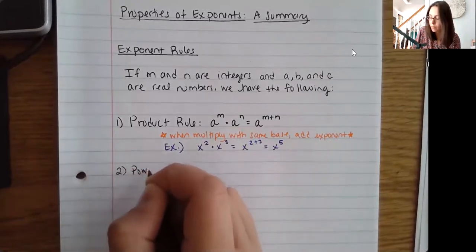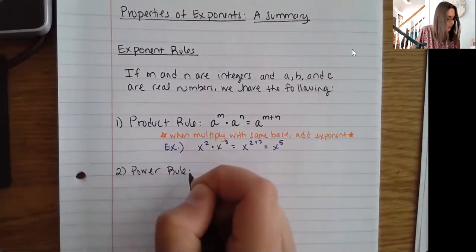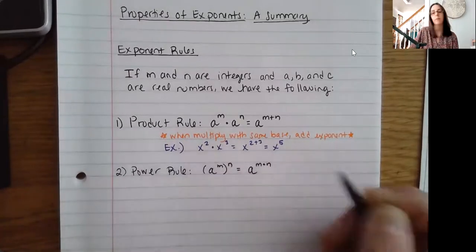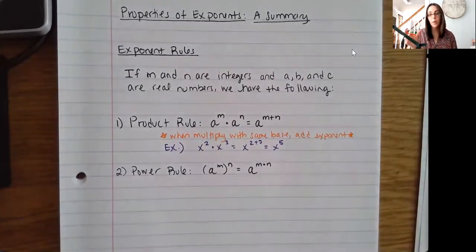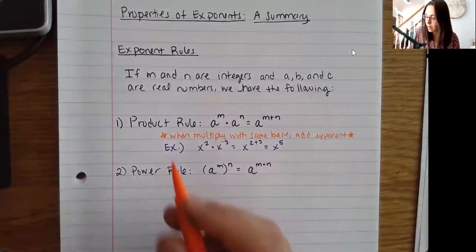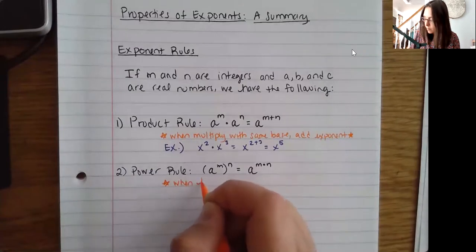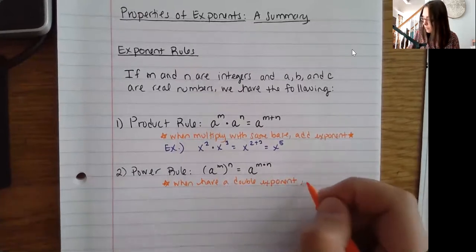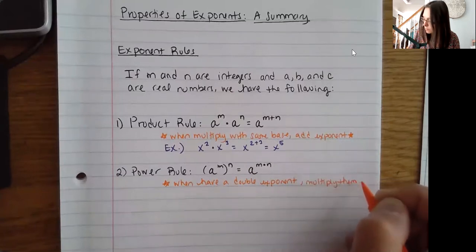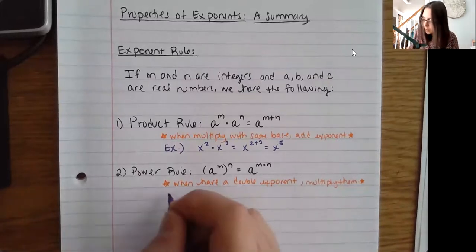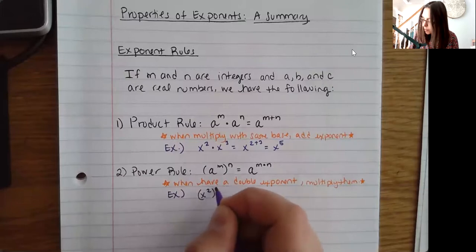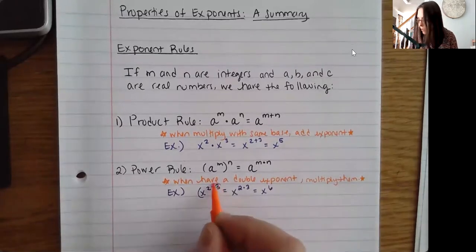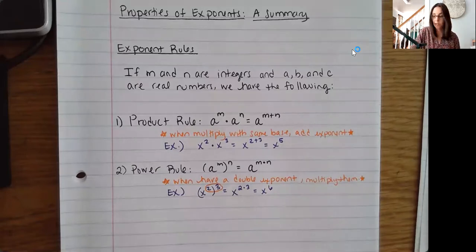We also looked at the power rule. This one is a little different. Notice that we have a double exponent with only one base, so you're going to multiply your exponents there. It doesn't really have an official name, so I'm just going to call it a double exponent. It's easy to understand. For example, x squared to the 3rd power is x to the 2 times 3, which is x to the 6th power. I also tend to circle those. I don't know why, it just helps me visually see that double power and remember to multiply it.